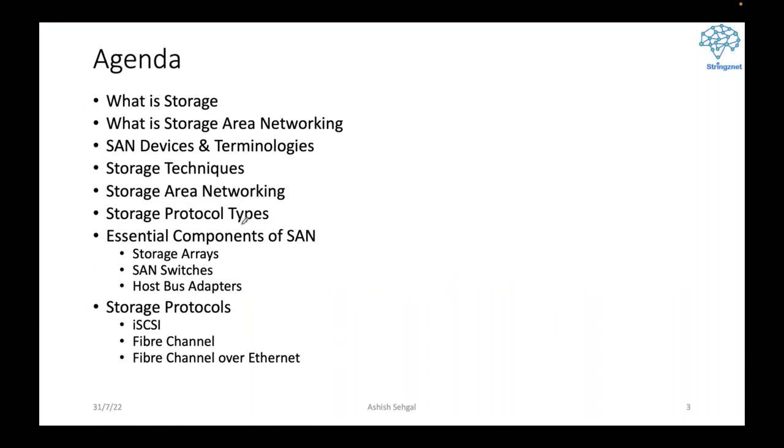We will be discussing when it comes to details. We will be talking about what is storage area networking, what are the devices, what are terminologies, what are different techniques, what is storage area networking, how do we do it, and very important thing is storage protocol types, file system and the block level storage and file system storage. We will be talking about various storage components like storage arrays, which also includes JBODs, just a bunch of disks. We will be talking about the SAN switches.